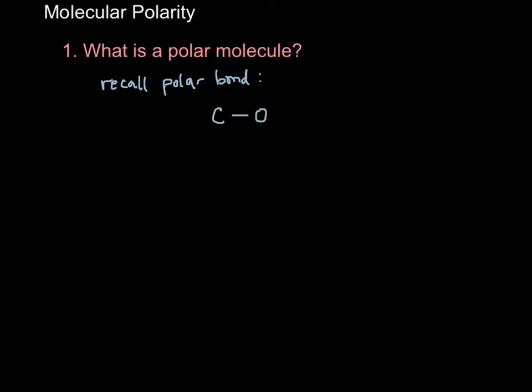So before we talk about what a polar molecule is, I want you to recall what a polar bond is. So for example, a carbon-oxygen bond is a polar bond. It's polar because the oxygen's electronegativity, which is 3.5, is pretty significantly greater than carbon's electronegativity. And so oxygen is going to hog the electrons that are being shared between the carbon and the oxygen. So what you end up with is an unequal distribution of electrons.